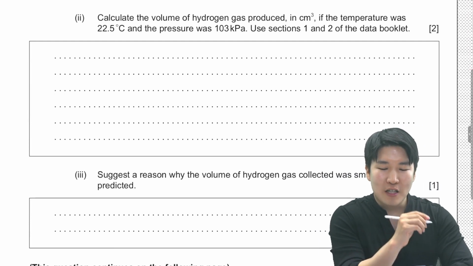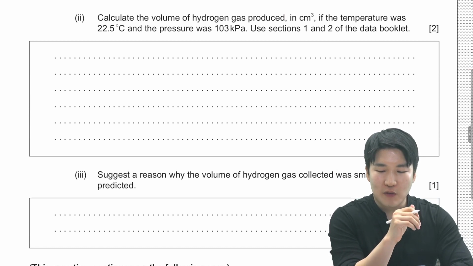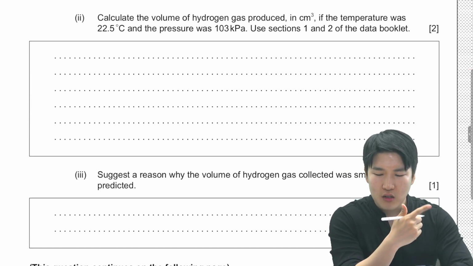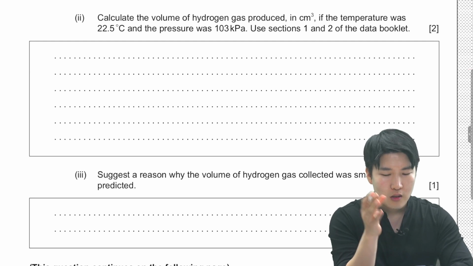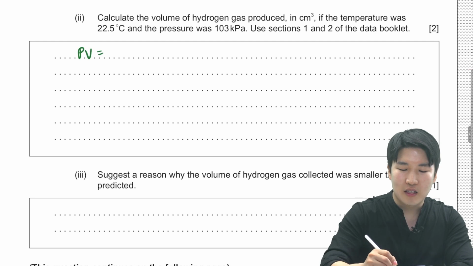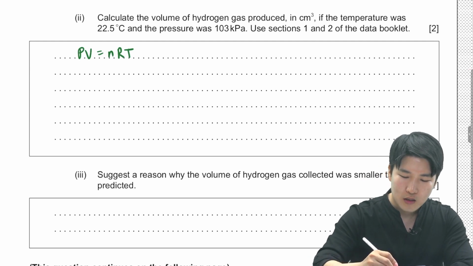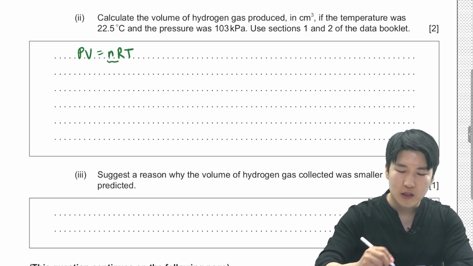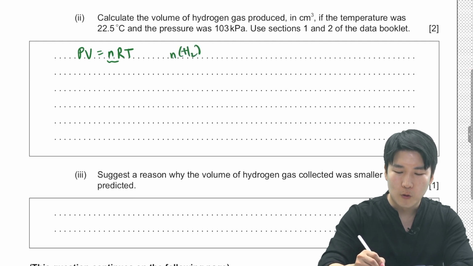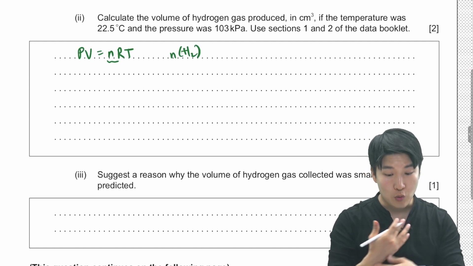We're then going to calculate the volume of hydrogen produced at a specific temperature and pressure. What are we talking about? We're talking about usage of the ideal gas equation, PV equals nRT. For that, we will need to work out the mole of hydrogen produced, because the rest of the data we already know.